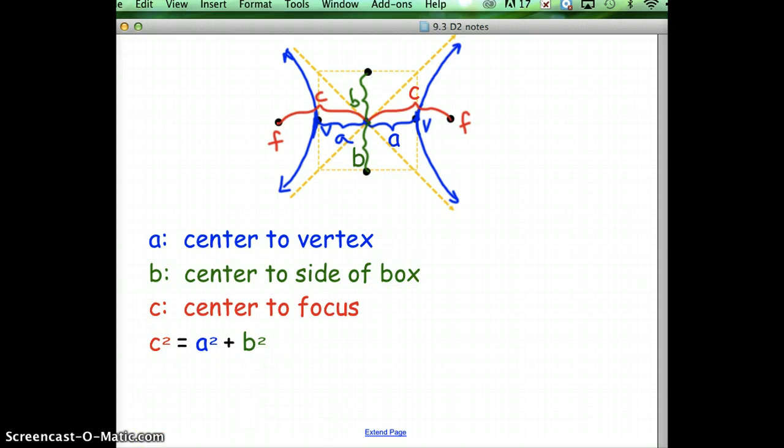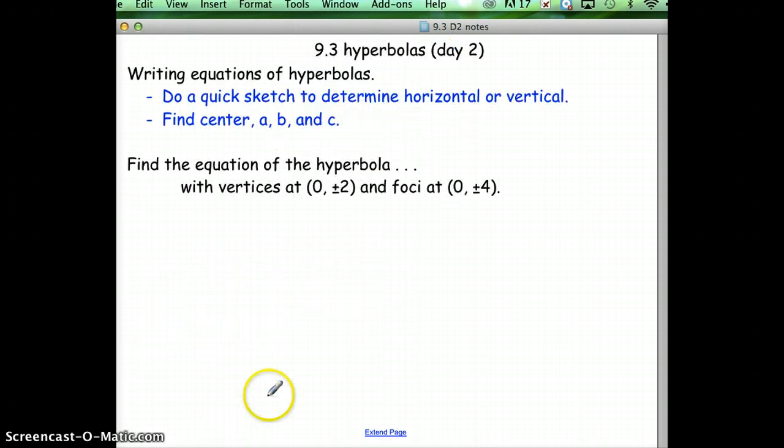And now our formula is for the relationship between C and A and B. That's different than an ellipse. Remember, for an ellipse that was a minus sign, now it's a plus sign. Okay, so now we're going to go backwards and write the formula.